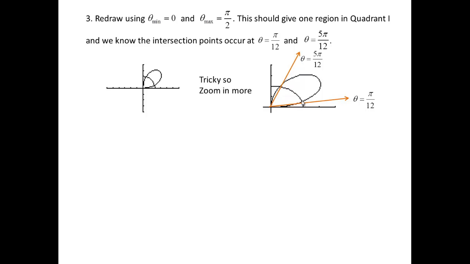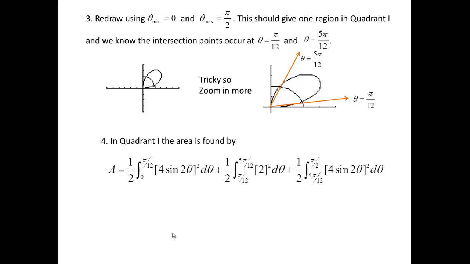But between pi over 12 and 5 pi over 12, we're bounded by r equals 2. So it looks like to get that area in quadrant 1, I'm going to need 3 separate integrals. An integral that's going to find this little sliver, an integral that will find this wedge, and then an integral that will find this little sliver here. And this is what we'd have to do to find that area.